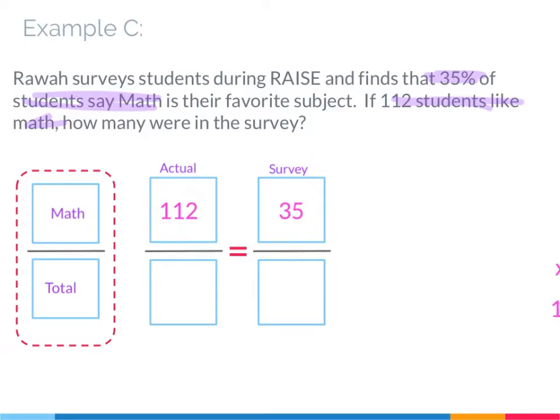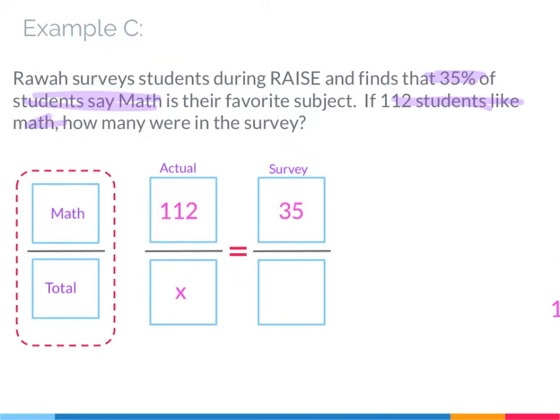So now we're out of information in our problem, but we still need to fill in the 2 boxes that we don't have. What we're looking for is how many students were in the survey. We're looking for the actual number of students in the survey. So that's going to be our x. So now we're just down to filling in that last box.